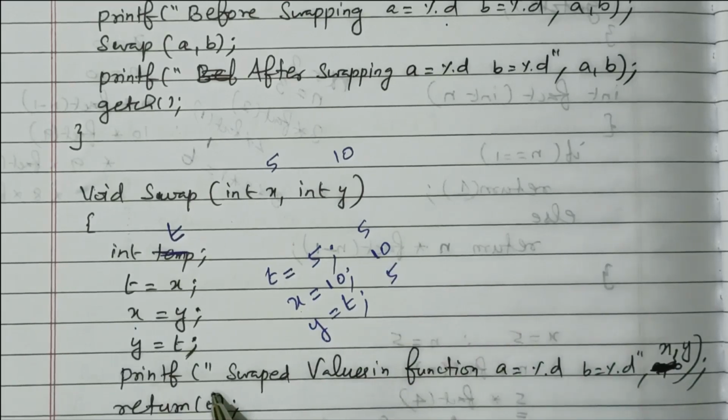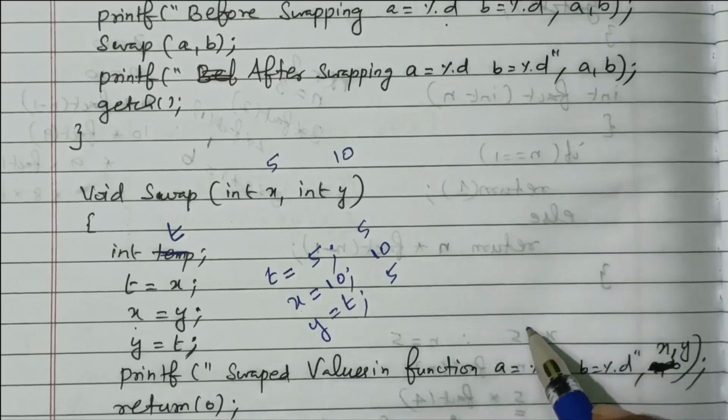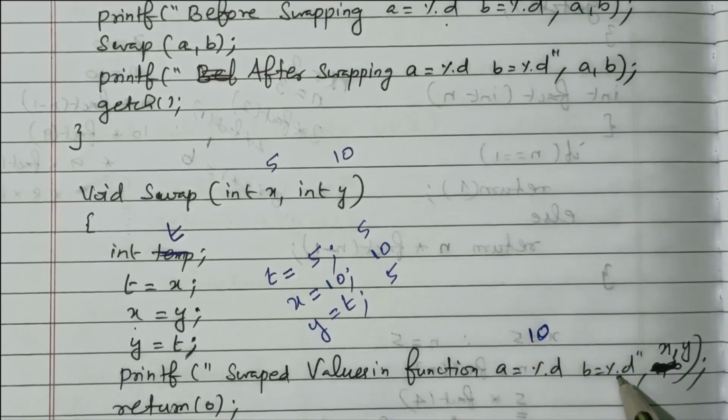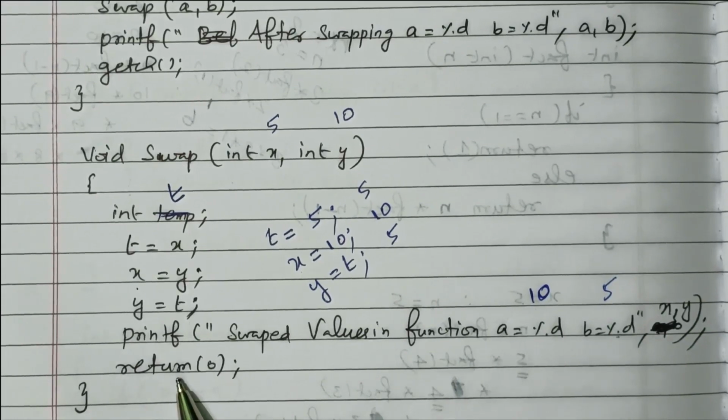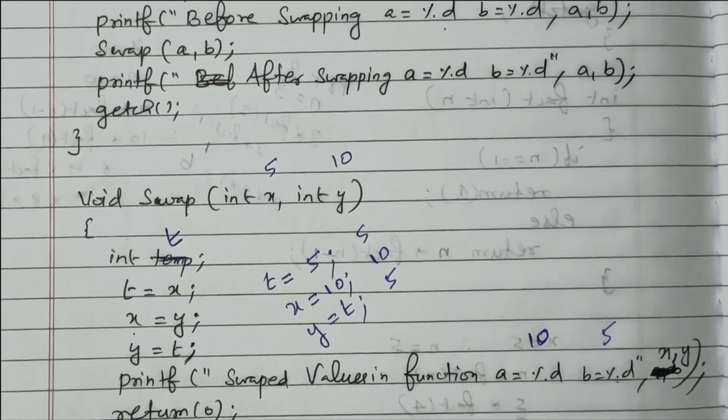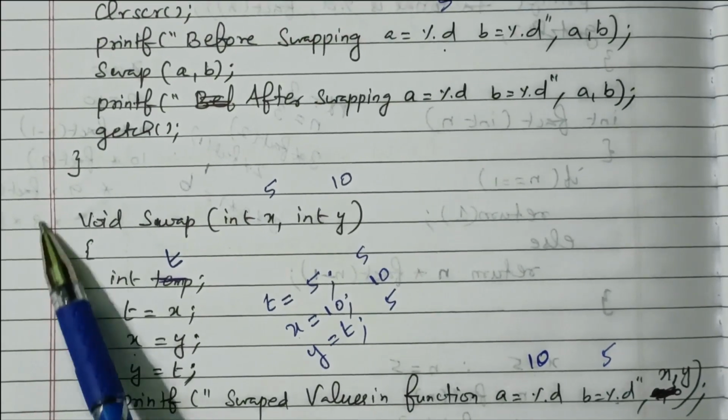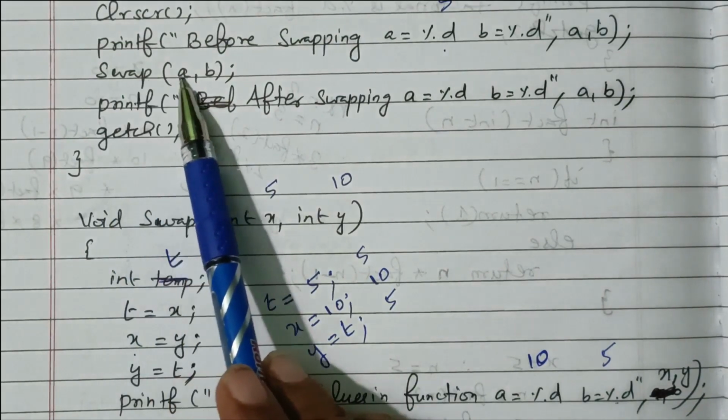Now we are printing here the swapped values: a equals, b equals x, y. What is available in x now? 10. What is available in y is 5. See this, now it is interchanged. a is 10 and b is 5. Now it is return. After executing the function, we return. Return means it will go to the main program. The control will transfer to the main program.